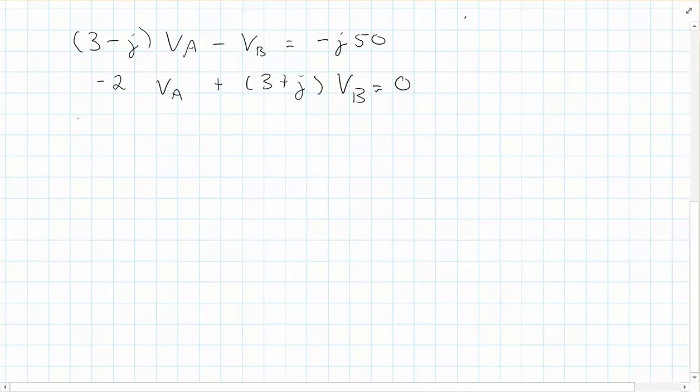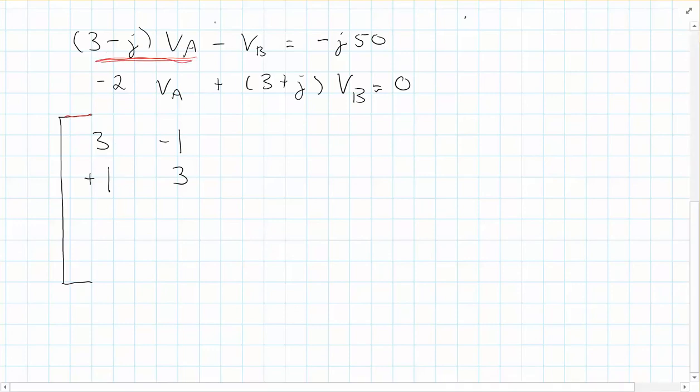We're going to make a giant matrix here, and we're going to do real part and then imaginary part. So for VA, I'm going to have 3, and then I'm not going to put the J here, I'm just going to put what the imaginary part is, minus 1. Then underneath it, you do the conjugate, so it'd be plus 1, and then 3. That's our term for VA in the first equation.